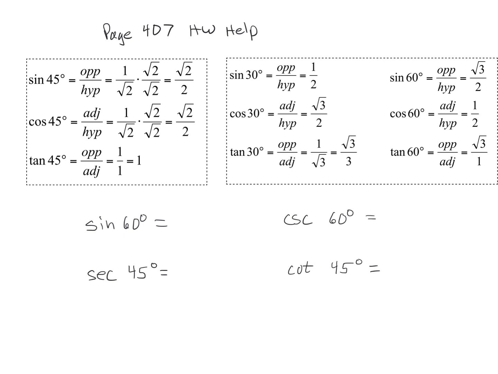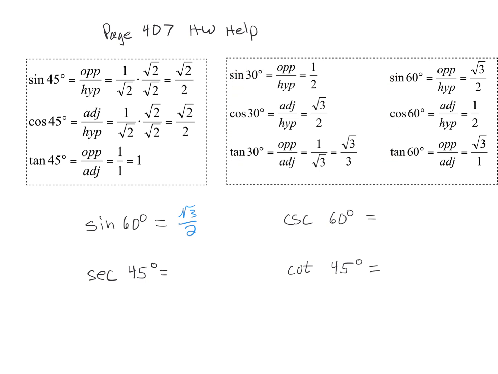Okay, here's some homework help for page 407. You're given some trig functions here, and you're supposed to use the tables here, the information that you have, to fill these in. So if it's something like the sine of 60, you can just go up here and say, oh, the sine of 60 is radical 3 over 2. So you write radical 3 over 2, and you're done. So if you see any of these, those are easy.